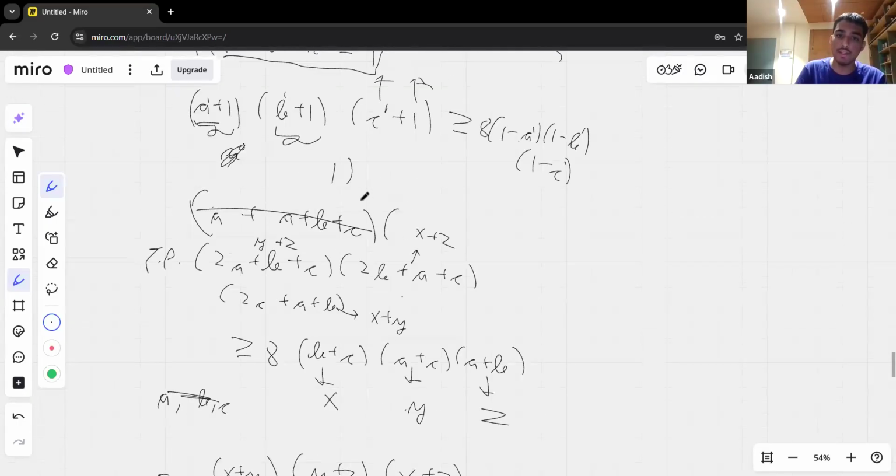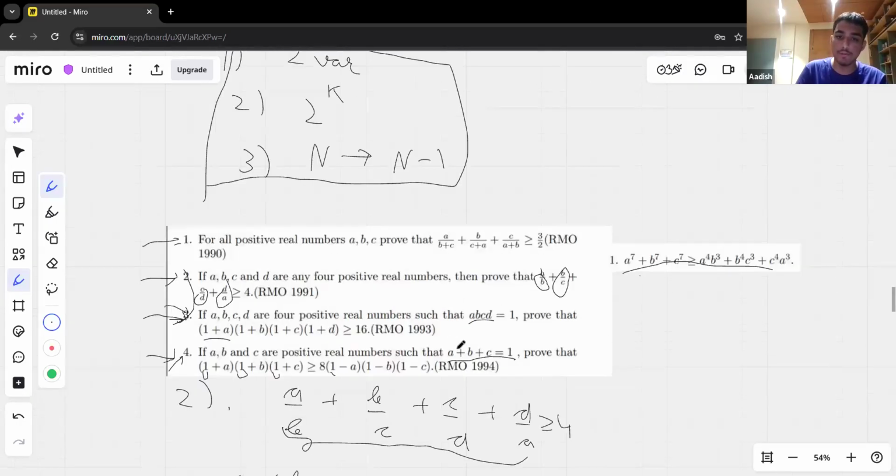When you want to get some sort of weird thing like A to the 4 B cubed, you apply AMGM on A and B, but you apply it unequally. You take multiple copies of A and multiple copies of B. Here we took A to the 7 4 times and B to the 7 3 times before applying AMGM.